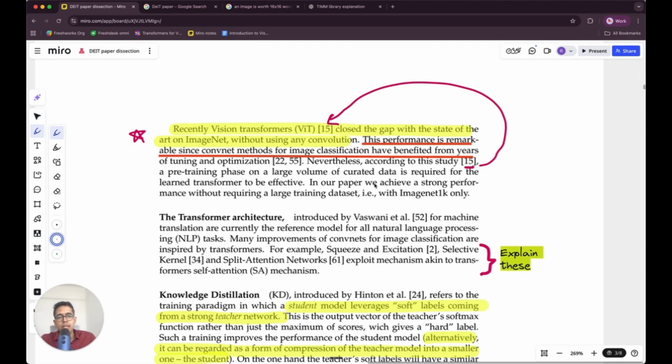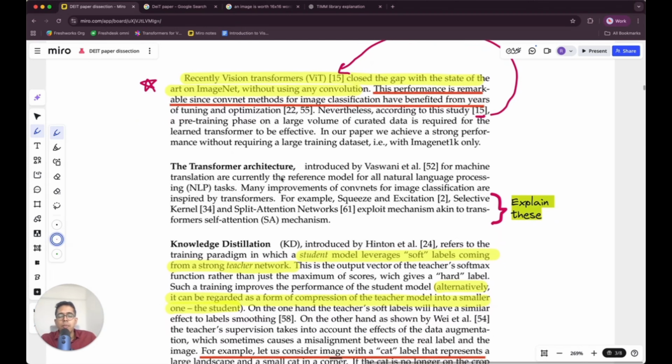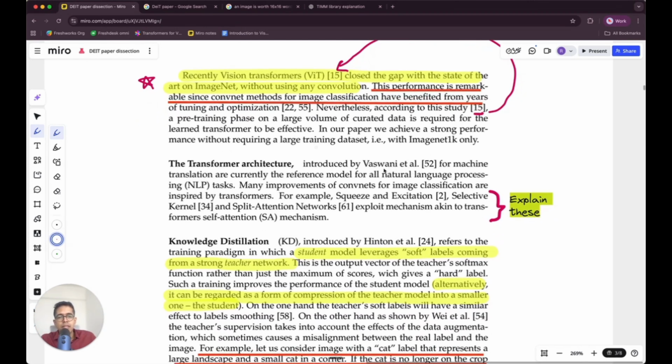So 1K class classification. The transformer architecture introduced by Vaswani et al. So this is the Attention Is All You Need paper for machine translation, are currently the reference model for all NLP tasks. Many improvements of CNNs for image classification are inspired by transformers. For example, squeeze and excitation, selective kernel, and split attention networks exploit mechanisms akin to transformers' self-attention mechanism.